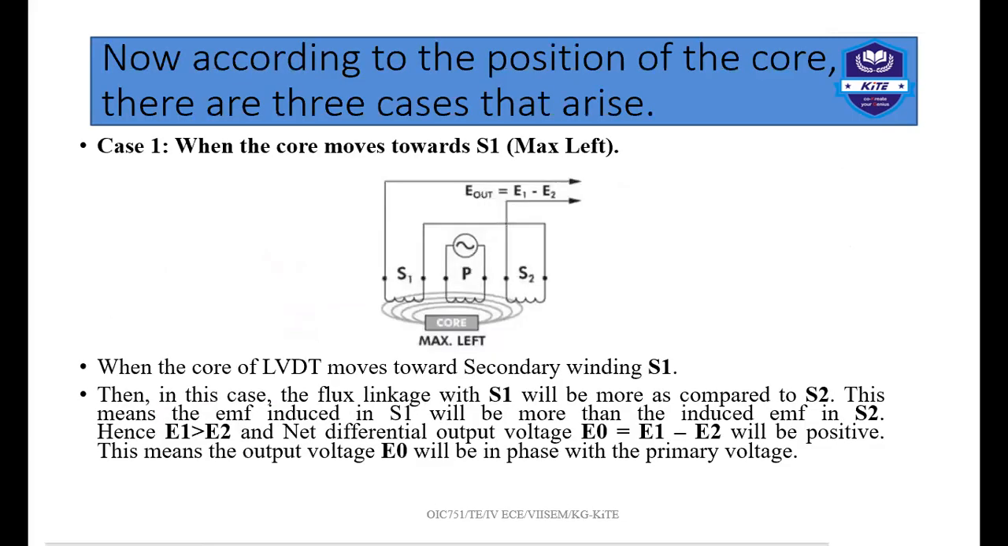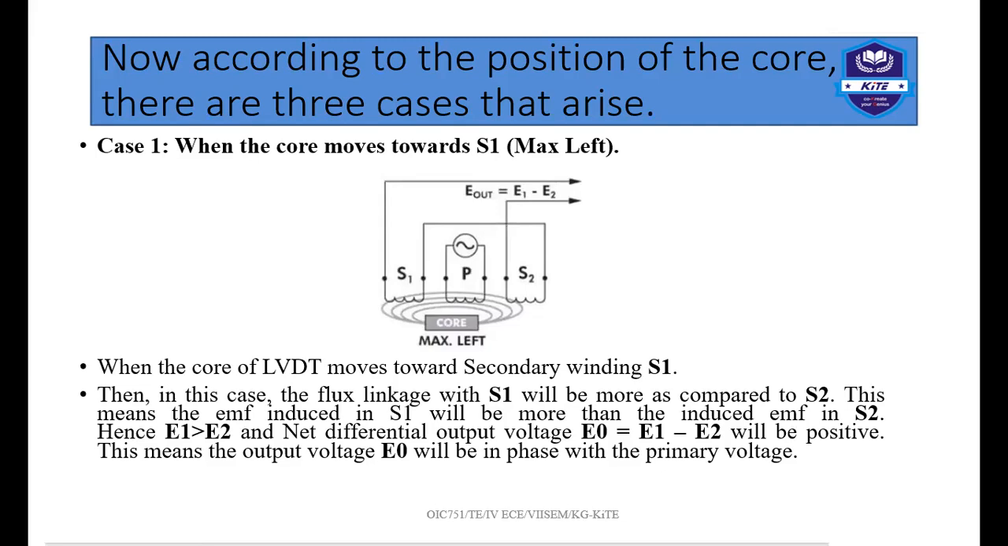Now, according to the position of the core, that is the soft iron core we have seen in the first figure, there are three cases that arise here. The first one is when the core is moved towards S1, that is, to the maximum left side. When the core of the LVDT moves towards the secondary winding S1, the flux linkage with S1 will be more compared to that of S2.